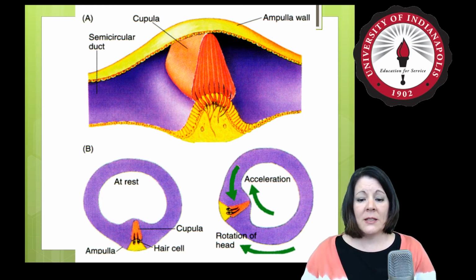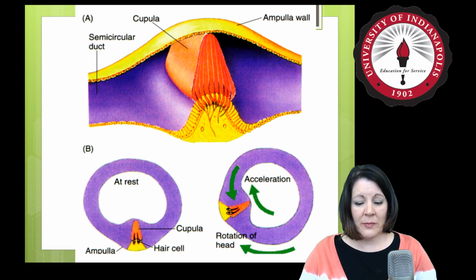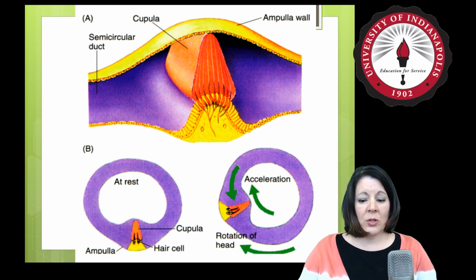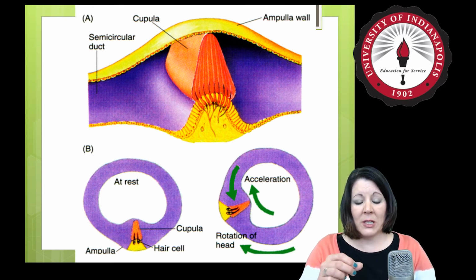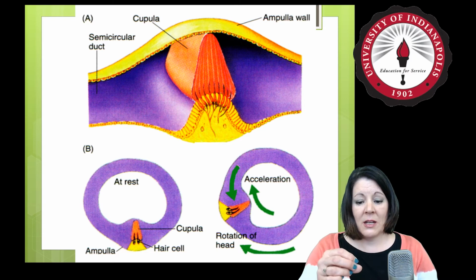Now the fluid that's inside the semicircular canals is called endolymph, and it is thick like honey, not thin like water. So that when we go to move, as we're turning our head, that endolymphatic fluid doesn't move as rapidly as the rest of our head, so it kind of stays still.